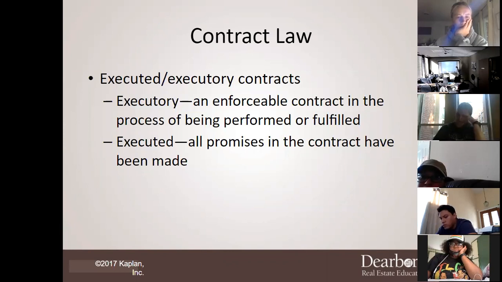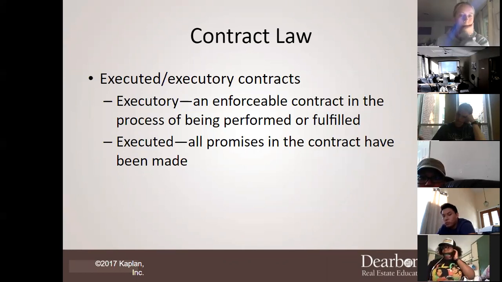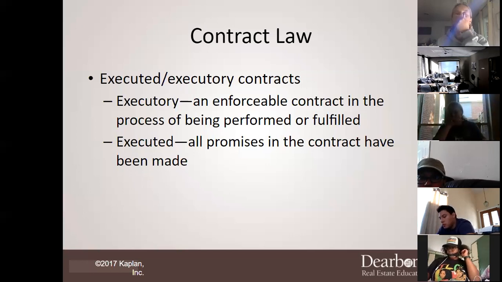And then there's an executed contract. All promises in the contract have been made, and that'll be after everything is done, it's closed, it's funded, all of that. That's when the contract will be considered executed. Does that make sense? Executory is in the process. Executed is just the before and after.